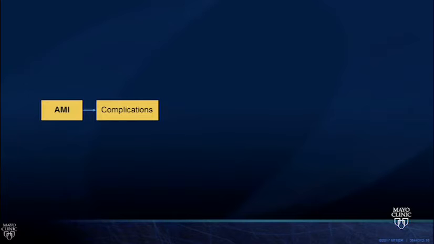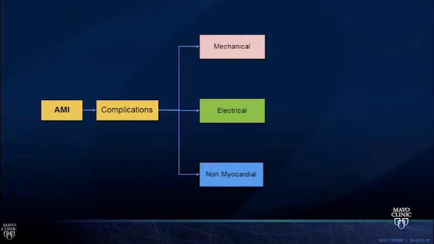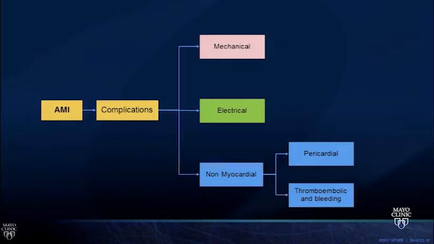In order to understand complications of myocardial infarction, it's really great to have a framework because there are so many different things that can go wrong after an MI. And the way that I generate that framework is I kind of bucket things into one of 3 categories. They're either mechanical, electrical, or something else. And that something else can include either pericardial or thromboembolic and bleeding.